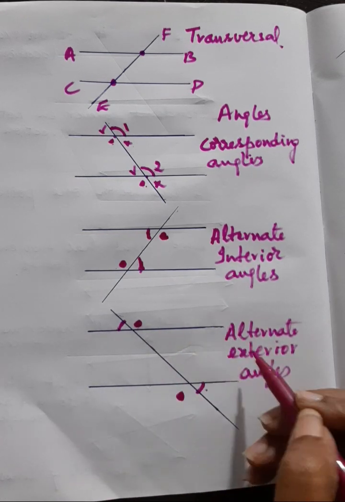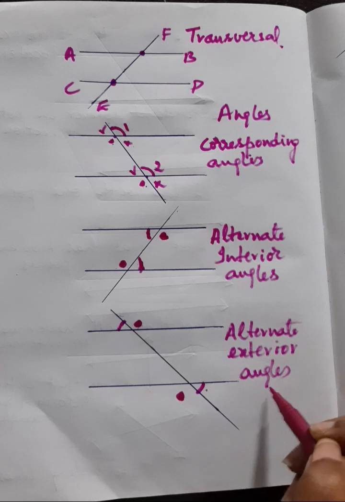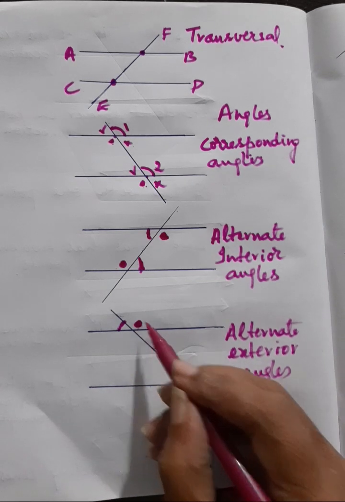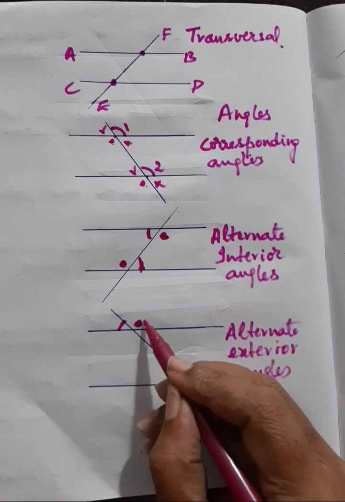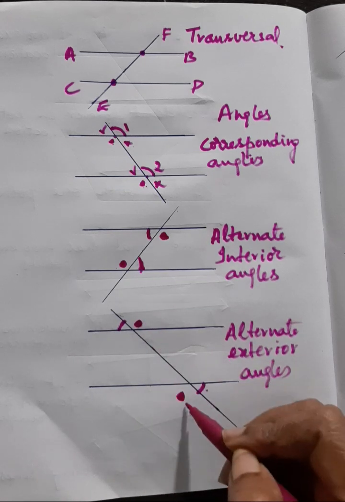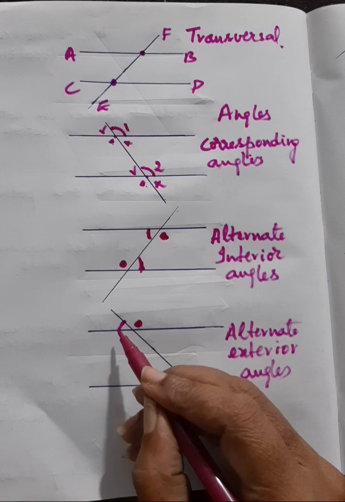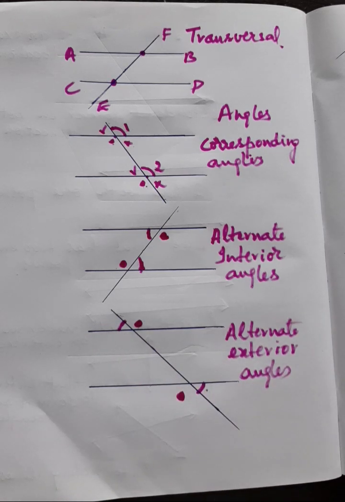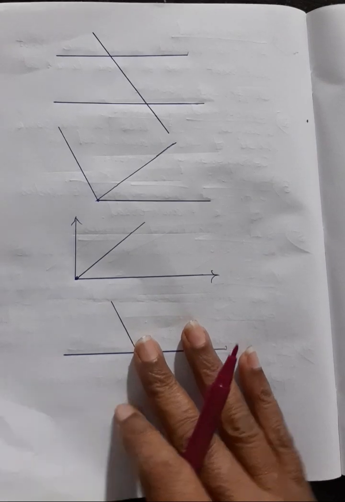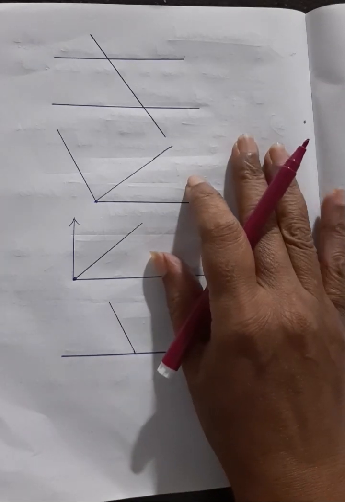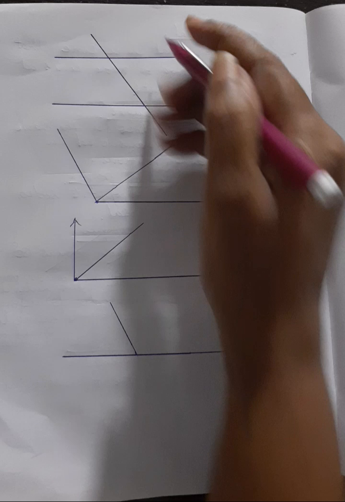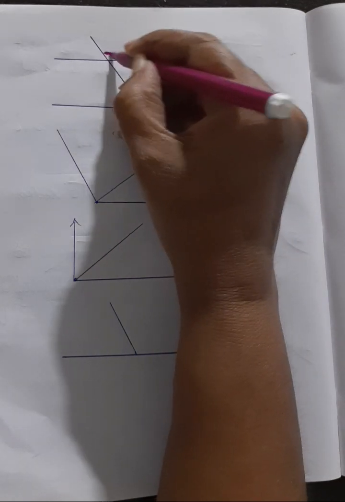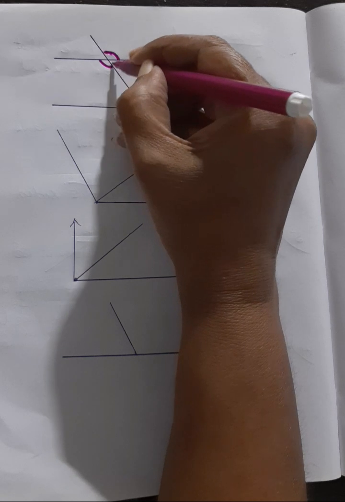Understood? And alternate exterior angles are also equal, meaning for example this measurement is the same. For example, this is 120, so this is also 120. This is 60, so this is also 60. Okay. Next one is vertically opposite angles. So vertically opposite angles are this angle and this angle.